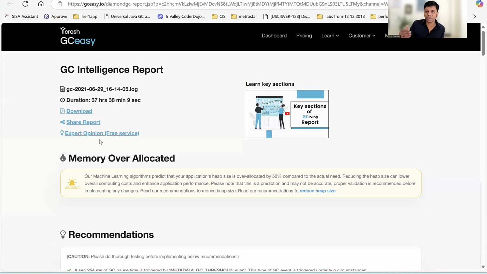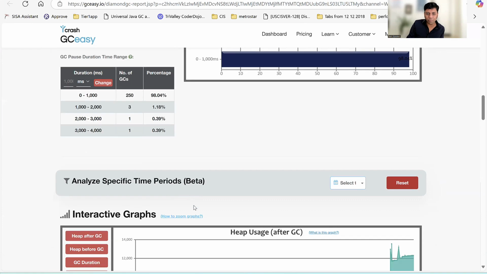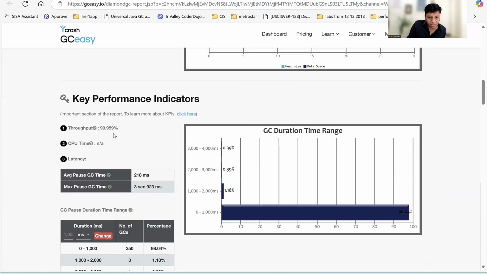See, this is the actual data of the security service provider. When that happens, we raise this warning: your memory has been over allocated. It's allocated by 50% more than the actual need. Investigate. So we have that modeling. See here, look at this. Look at the throughput.